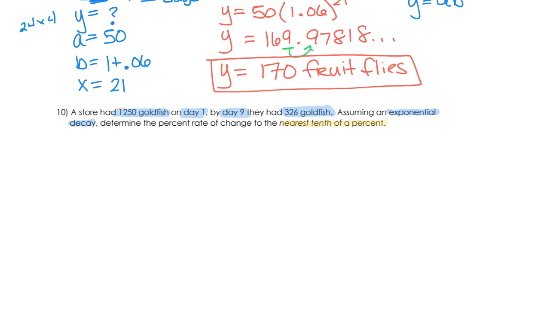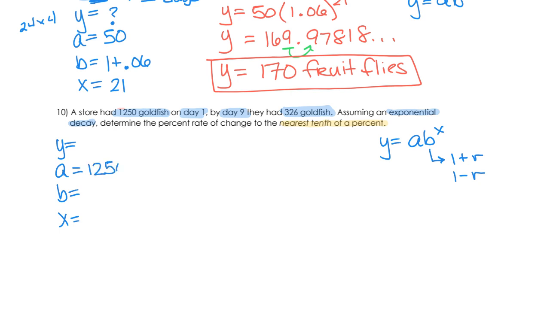Okay. Again, guys, I don't think I read the word compounding. I don't really think I read the word continuously, and I don't think I read the word half-life. So I'm going to go ahead, guys, and say that this is y equals ab to the x, our first formula that we learned. And remember, guys, that in this formula, the tough part that people screw up is that the b value either has to be 1 plus your rate or 1 minus your rate to be growth or decay. Okay. And so it says a store had 1,250 goldfish on day 1. That is the initial amount that we're starting with, which is our a value. And they finally had 326 goldfish by day 9.